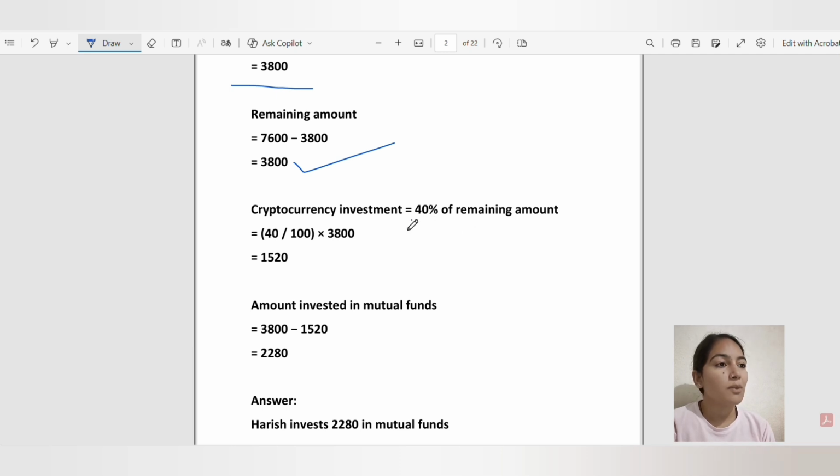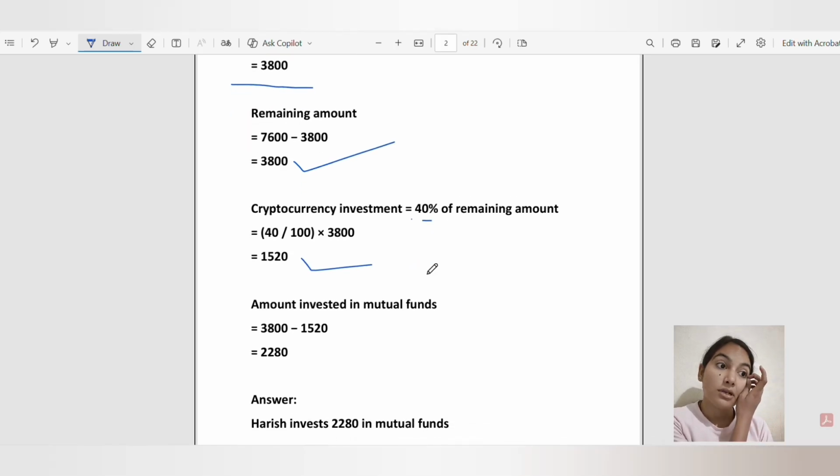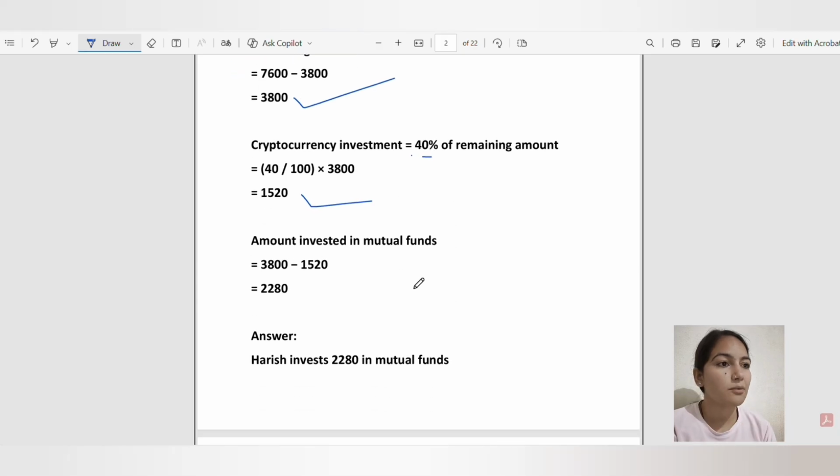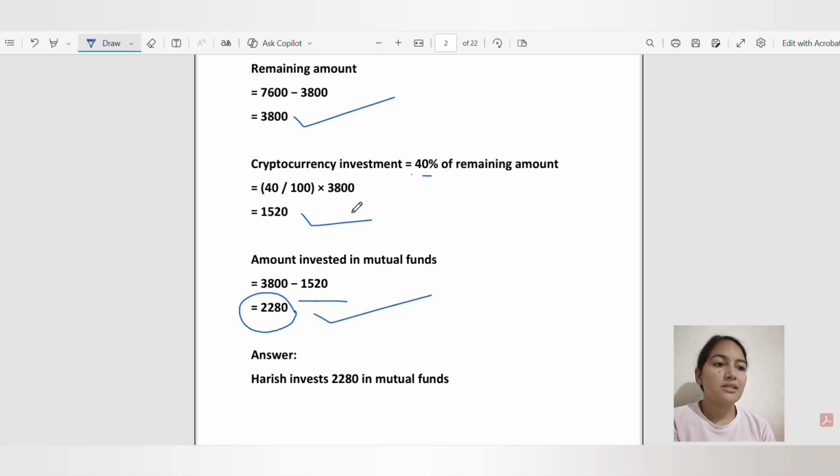By this we can calculate the cryptocurrency investment, which is 40% of the remaining amount. The remaining amount is 3,800, and to calculate 40% we multiply by 40 upon 100, and the answer will be 1,520. Now we have to find out what amount he is left with after investing in the stock market and cryptocurrency. So subtract 1,520 from 3,800, then we will be left with 2,280, and this is our answer.